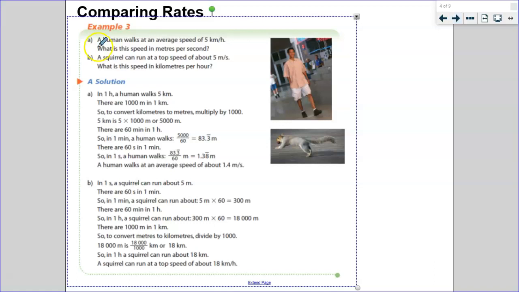Okay, so they're saying a human walks an average speed of 5 kilometers per hour. What's the speed in meters per second? Okay, so now we're changing units here. Let's look at the solution.